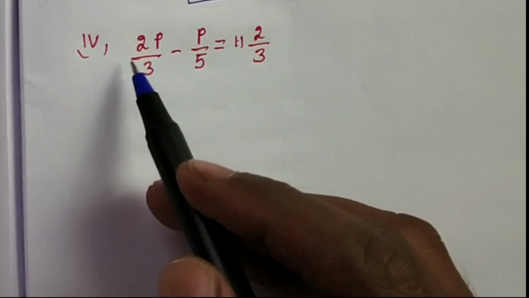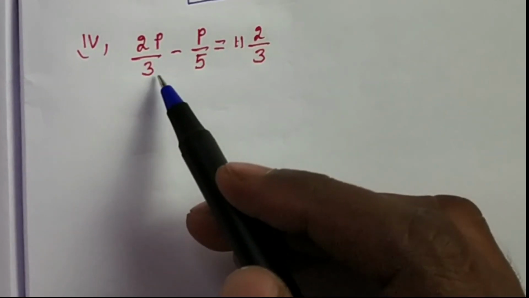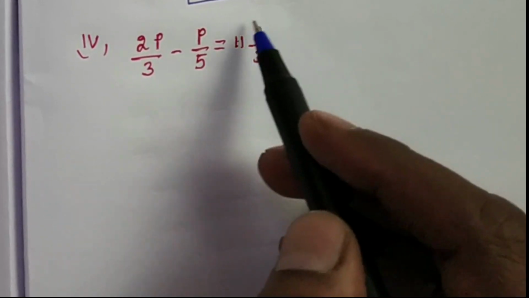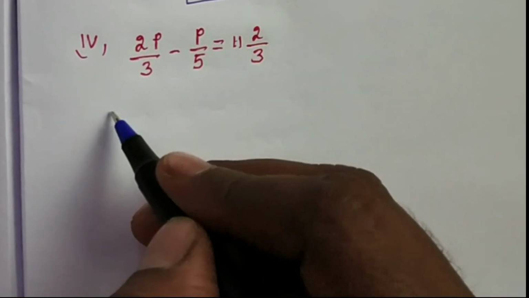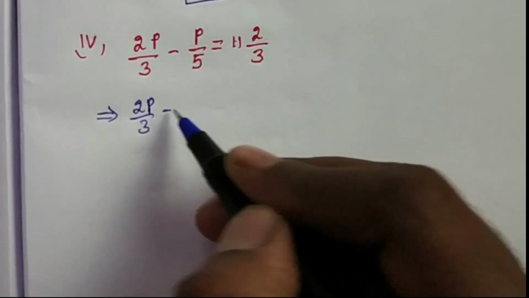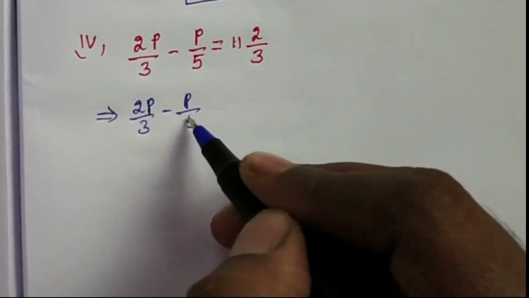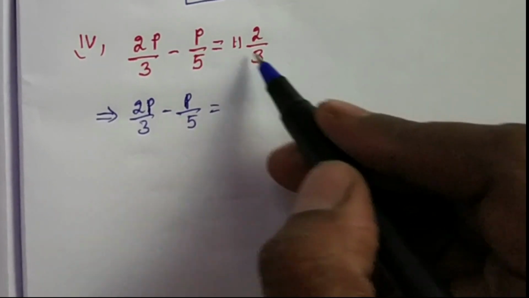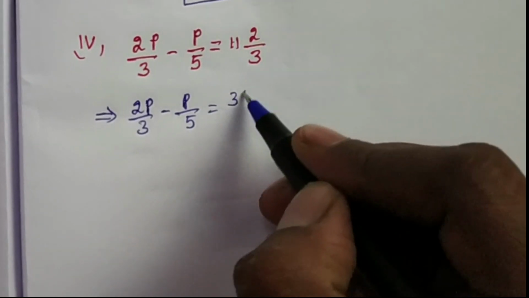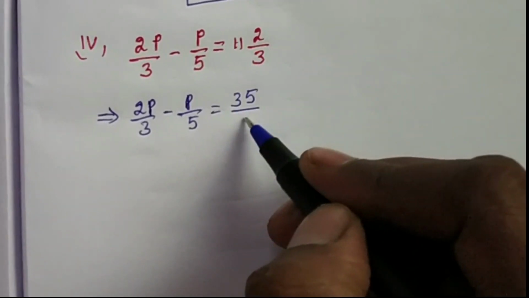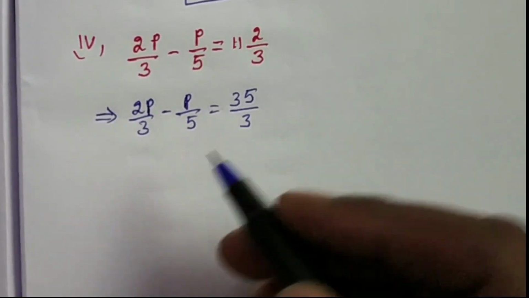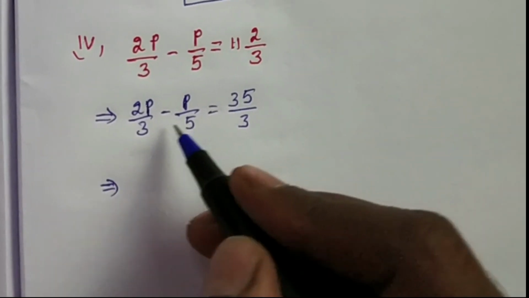Next, fourth problem, that is 2p by 3 minus p by 5 is equals to 11 2 by 3. This is a mixed fraction, so change it into a fraction. 2p by 3 minus p by 5 is equals to, 11 3s are 33, 33 plus 2, that is 35 by the denominator 3. So 35 by 3.